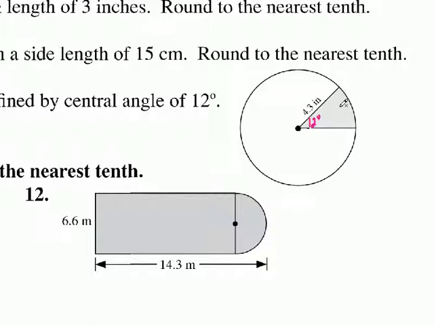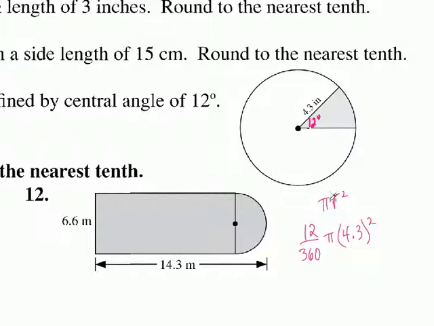We're not finding the area of the whole circle. What would the area of the whole circle be? It would be pi r squared. So what do you think, Alyssa? What are we going to do? 12 over 360. Good. Times pi times 4.3 squared. That's it. That's all you got to do.